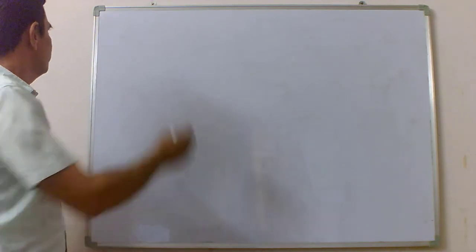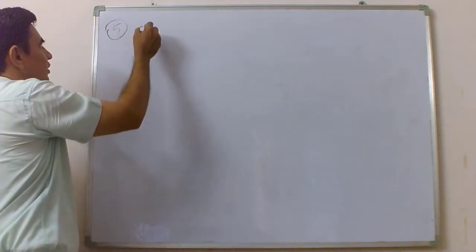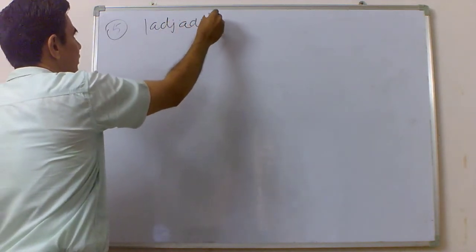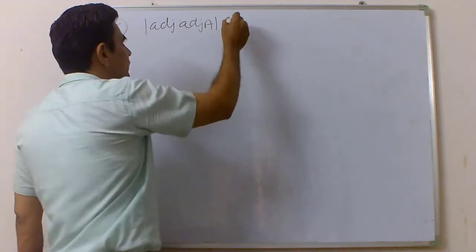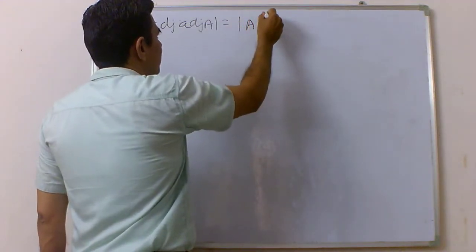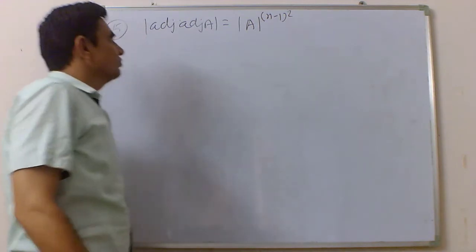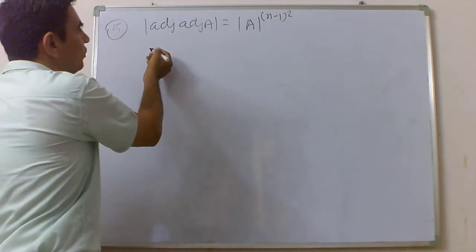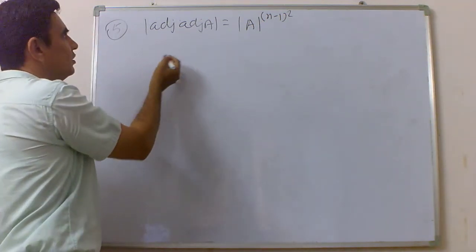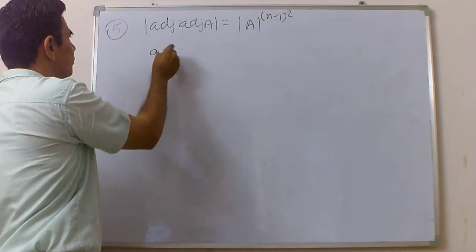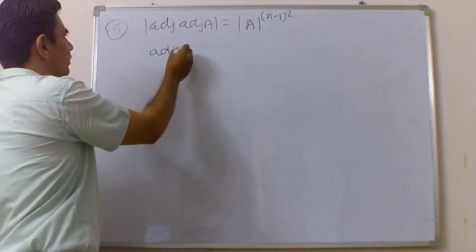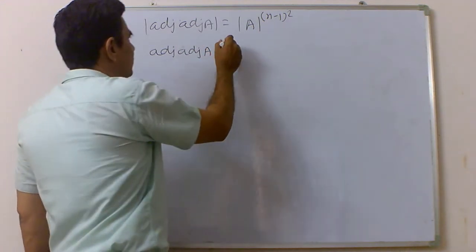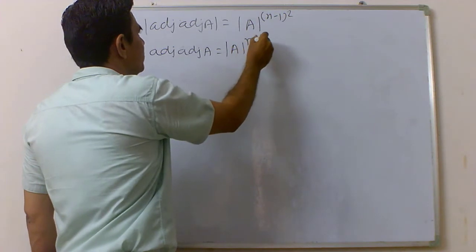We see the next property, that is property number 5. Determinant of adjoint of A is equal to determinant A raised to power n minus 1 whole square. To prove this property, we consider the previous property: adjoint of A is equal to determinant of A raised to power n minus 2 into A.